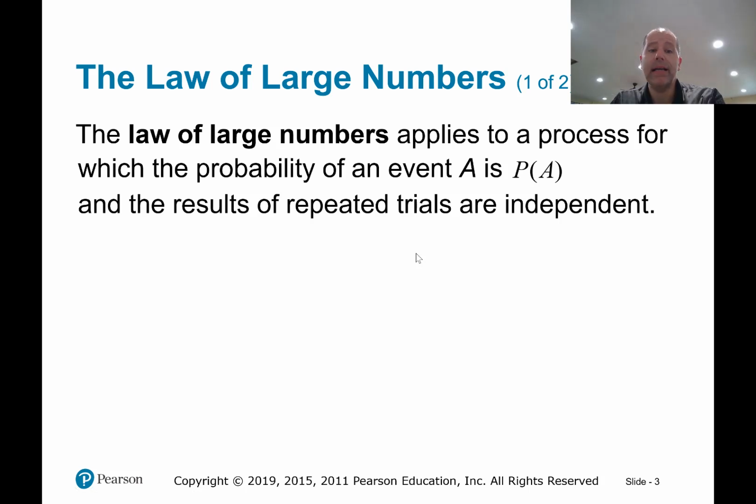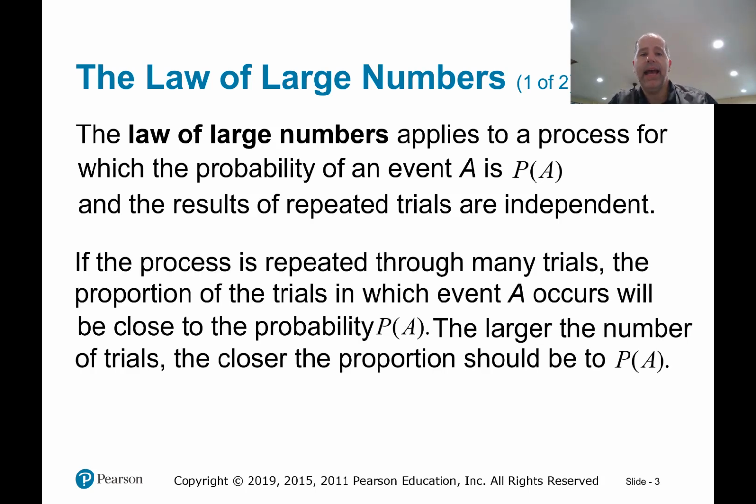It applies to any process of probability, any probability experiment, anything that involves random chance processes. So it says that the probability of an event, P of A, and the results of repeated trials are independent. So this is based on independent trials that are repeated over and over again. And what this says is that as the number of trials increases, the relative frequency of the outcome that we're interested in gets closer and closer to the theoretical probability.